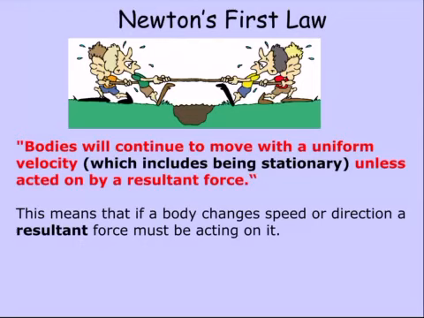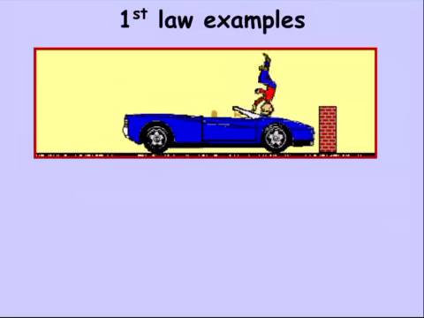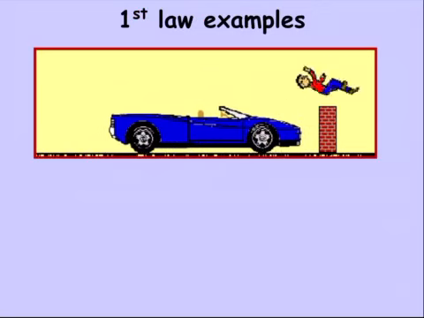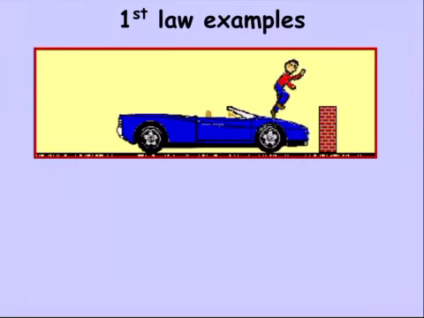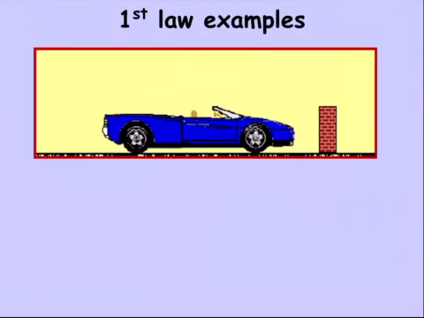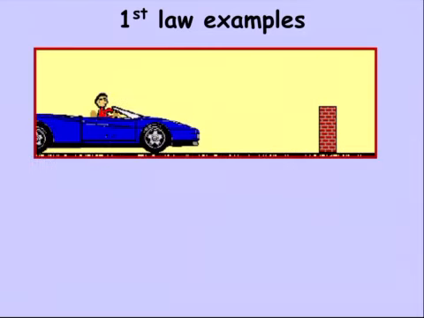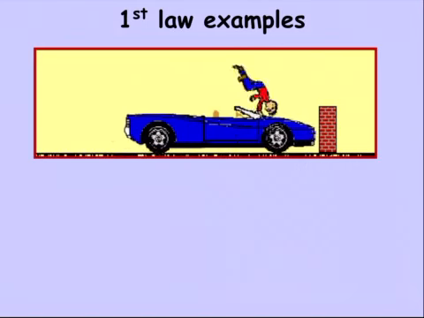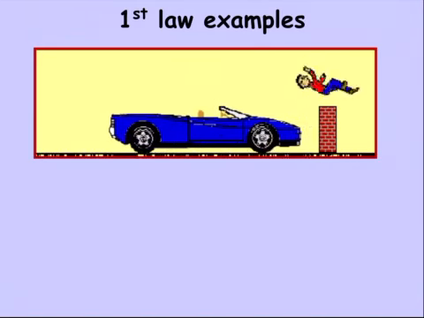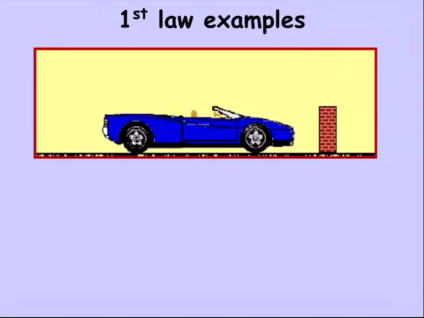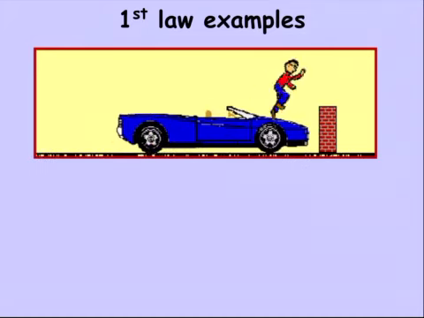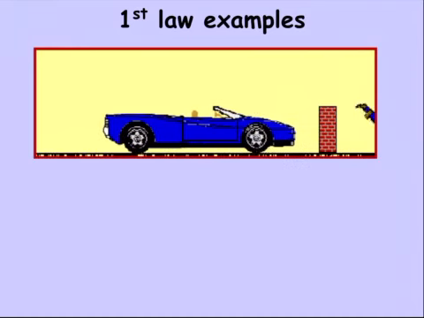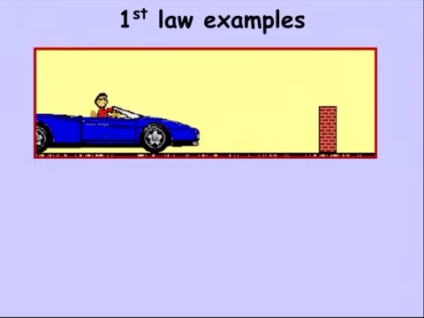Here's a classic example of that. So here we have a man driving along, and when the car hits the wall, the man continues to progress at exactly the same motion because he was not wearing a seatbelt, and therefore the resultant force has not acted upon him, causing him to come to a halt. So he continues on in the same direction with the same motion because there's no force acting upon him.